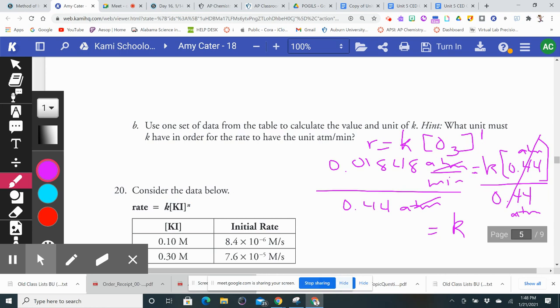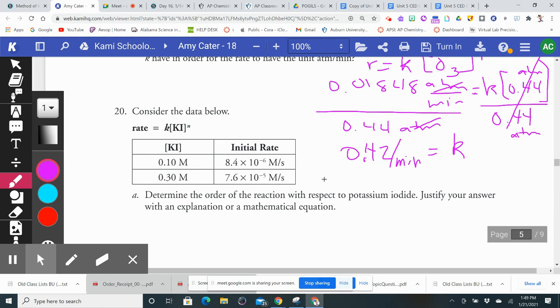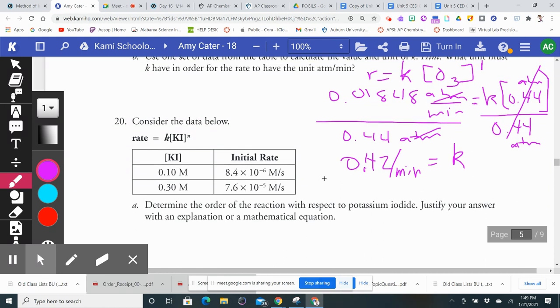So 0.01848 divided by 0.44 is 0.042 per minute. Or you can say minutes to the minus 1. It's all the same thing. The minus 1 just means it's in the denominator. If you were to write it as a fraction, it means it's in the denominator. That's all it means. So you can write it however you want.